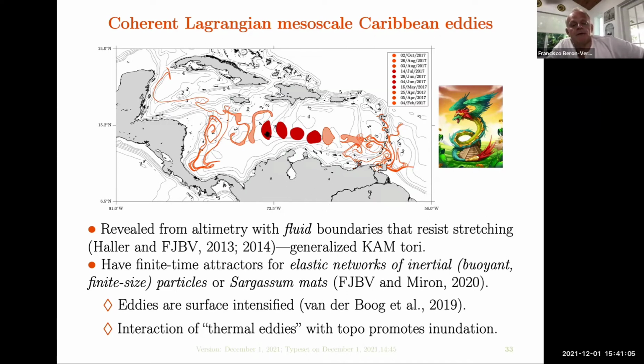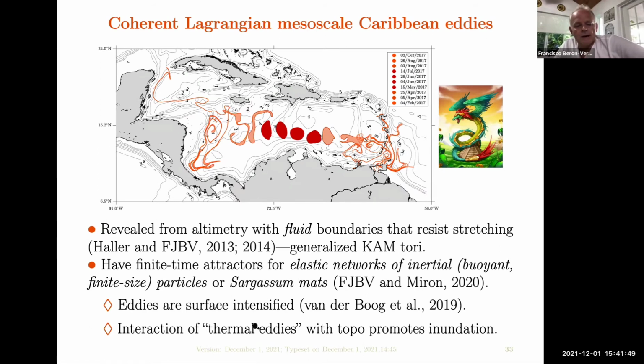What I'm going to point out is that these vortices, we have a theory for that, hold attractors for elastic networks of inertial particles. Inertial particles are not just fluid particles, but particles that have buoyancy and finite size. And they are connected by elastics, springs, I mean. And that is a mathematical model for Sargassum mats. So the eddies can capture Sargassum and translate them. And for some reason, they become destabilized and spread Sargassum over the coasts of Central America and North America too, where, I don't know.